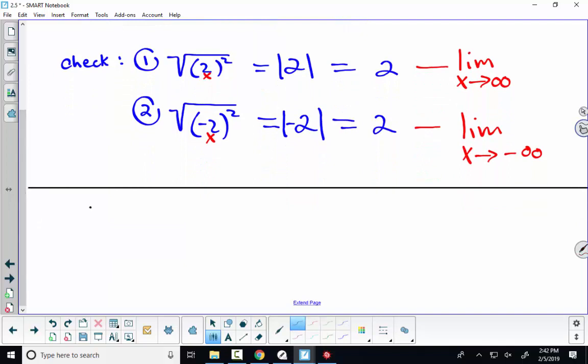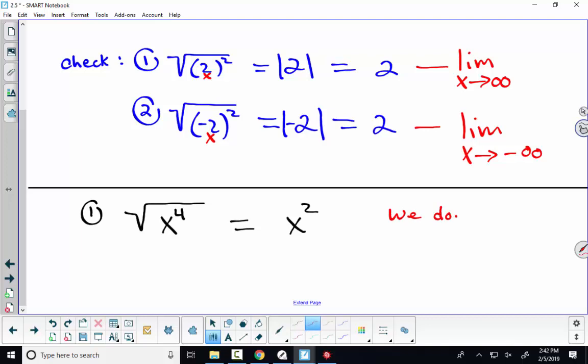We'll look at a few more of these. Continuing in the same vein, what would the square root of x to the 4th be? Do y'all agree it's x squared? Do we need absolute value here? No, why not? Right. No absolute value here is needed.